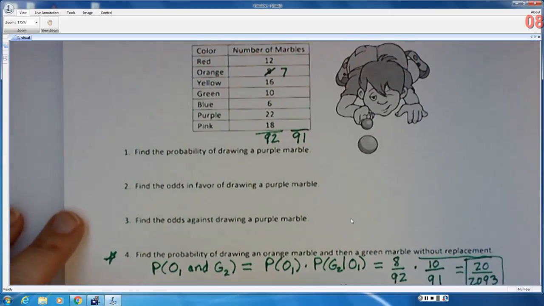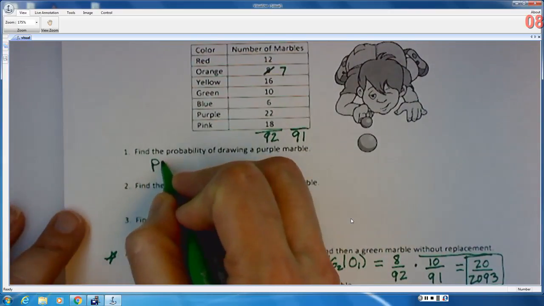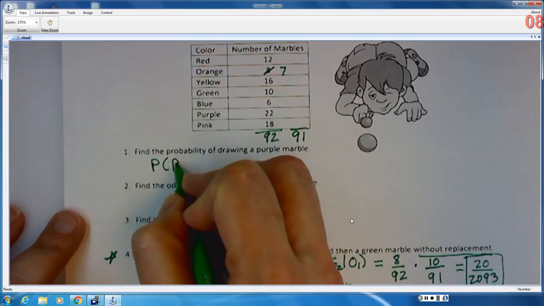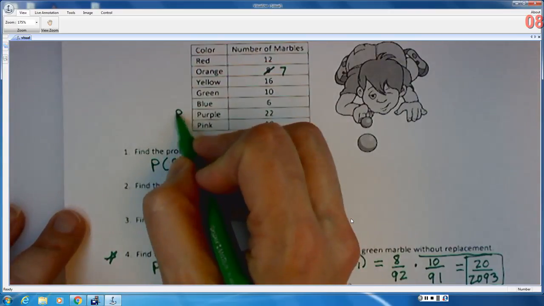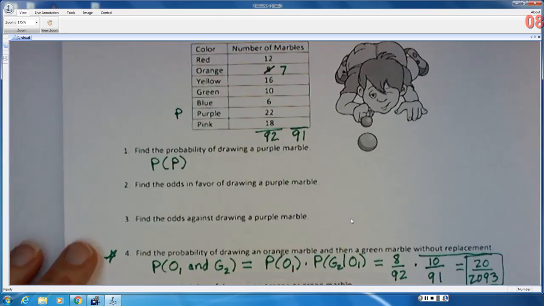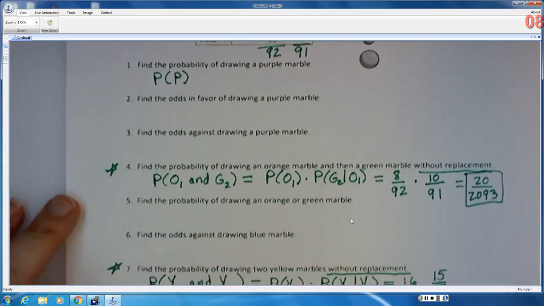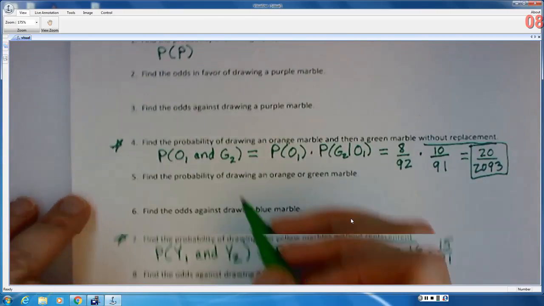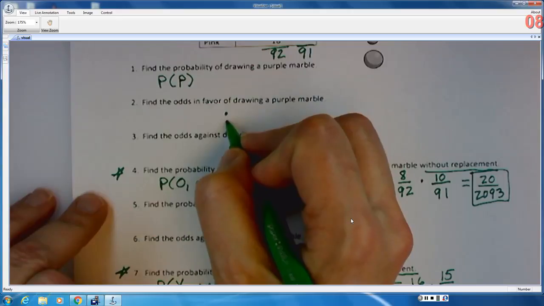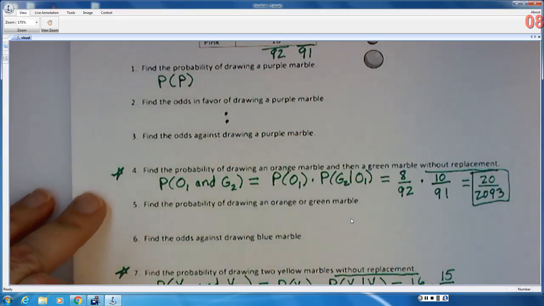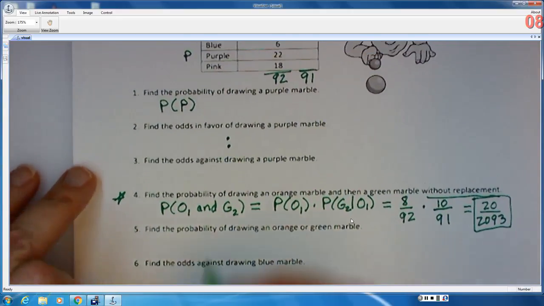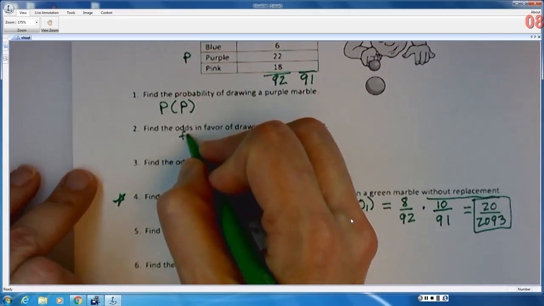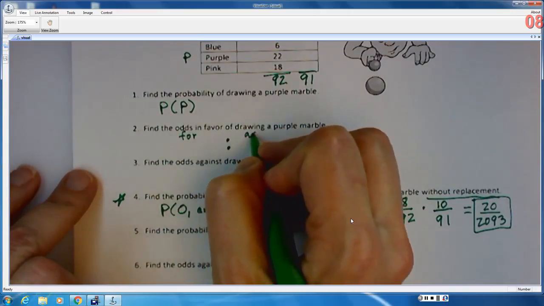So this is the notation, probability of purple. I'm going to use P for purple. And I don't think we asked it about pink. And when you're doing odds, you're going to have colons. So it's 4 and against again.